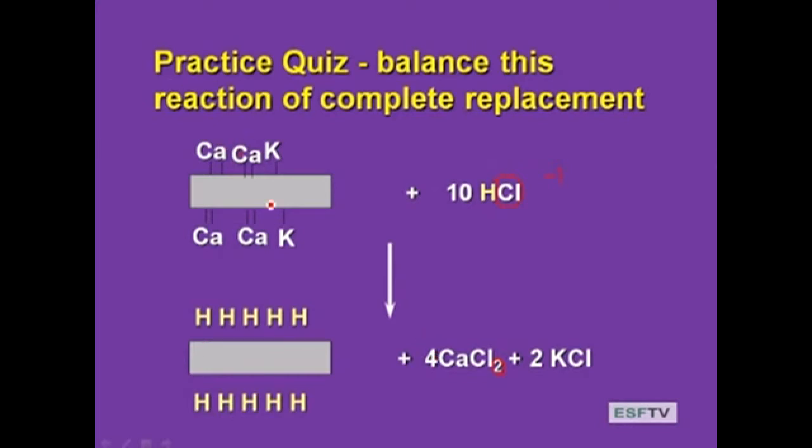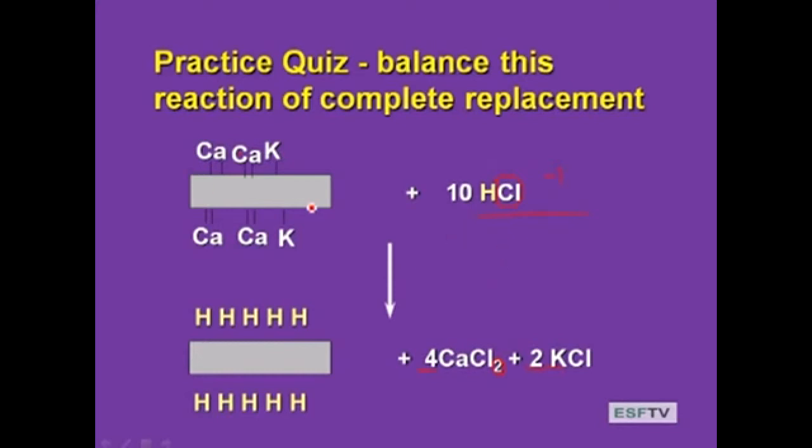And then the question is, the final balance, how many calciums came off? 1, 2, 3, 4. So there's going to be 4 calciums. Okay. How many potassiums came off? 1, 2. Okay, so I'm going to put 2 potassiums. Okay, now is the rest balanced? Let's see. I have 4 calciums. 4 times 2, 8 chlorides, plus another 2 chlorides, 10 chlorides. Okay, so that's okay. I have 2 potassiums. That's okay. So that balances. Yep, everything balances. So now I've checked both.